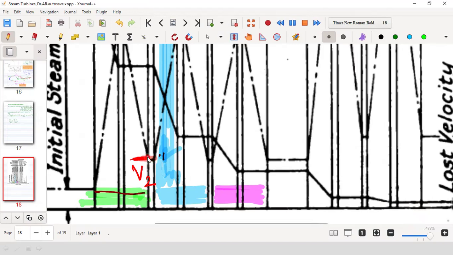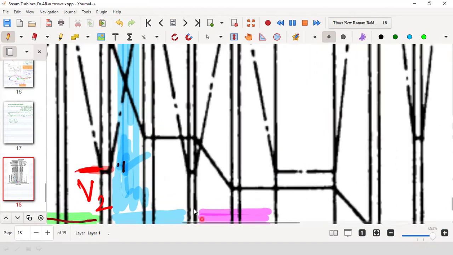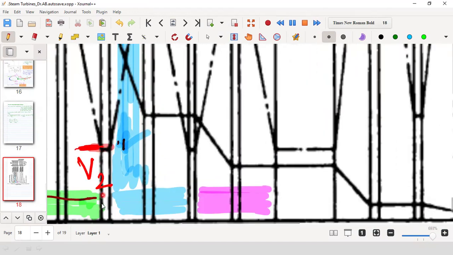So you see that at this point, if I need to enlarge it a little more, you consider this point. So you can see that this is the end and this is the start of the next stage. So here you see, let me show it with a color.